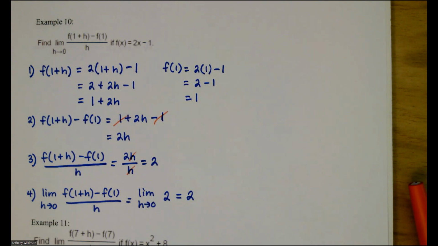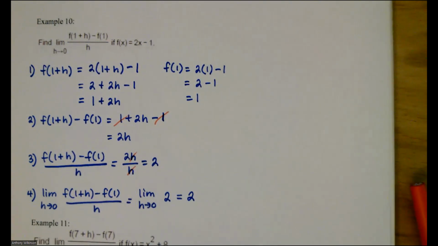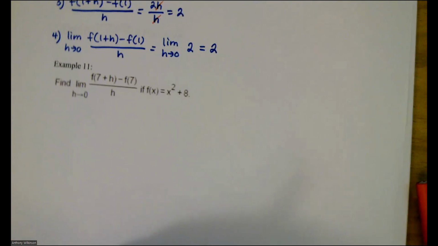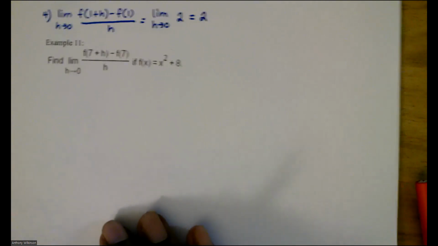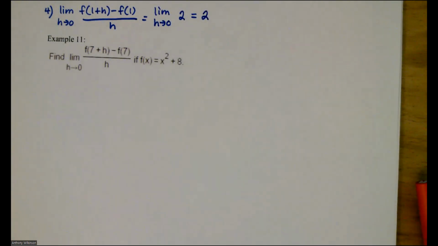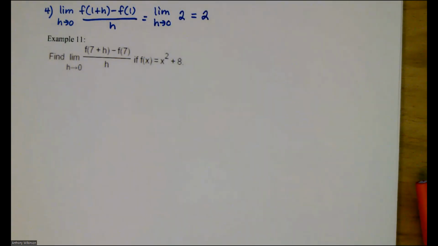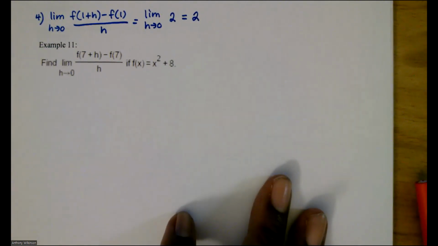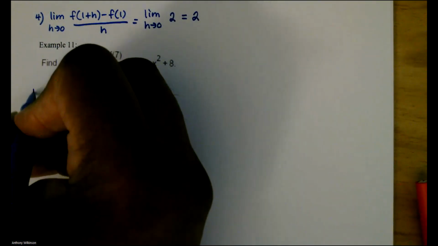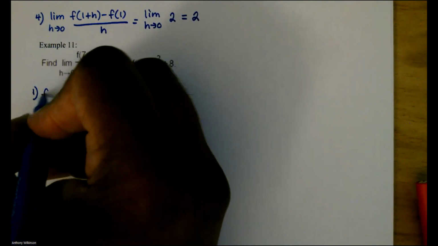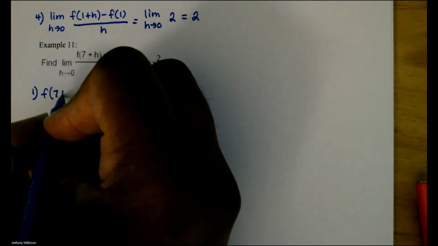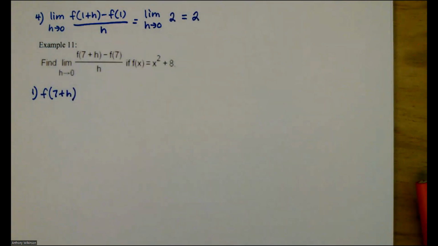Okay. All right, let's look at example 11 on your handout. Here we've got the limit as h approaches 0 of f of 7 plus h minus f of 7 divided by h, if our function f of x is equal to x squared plus 8. All right. So the first step is find f of 7 plus h.